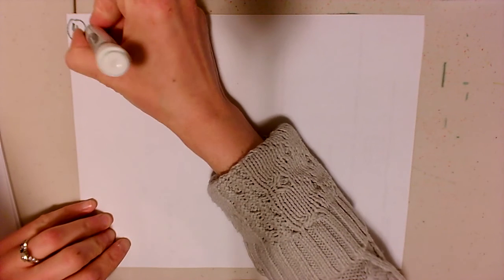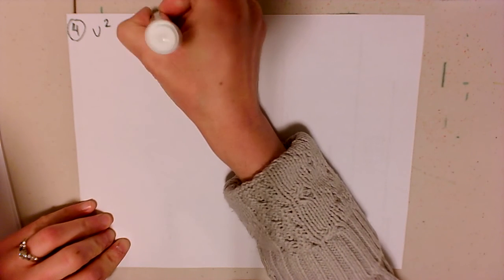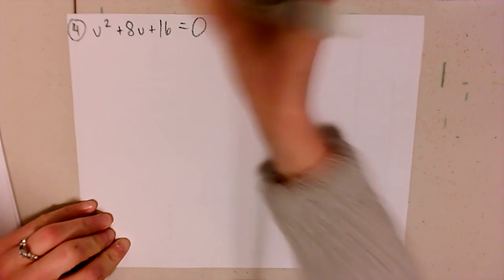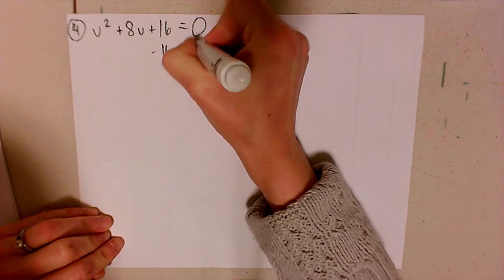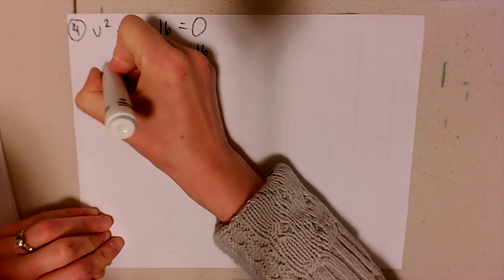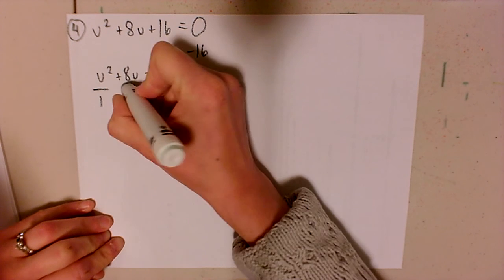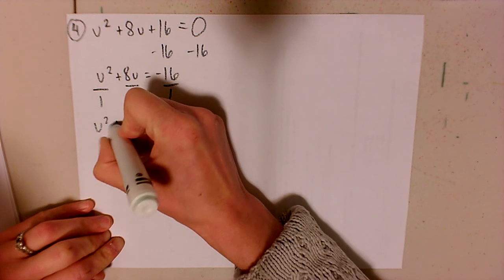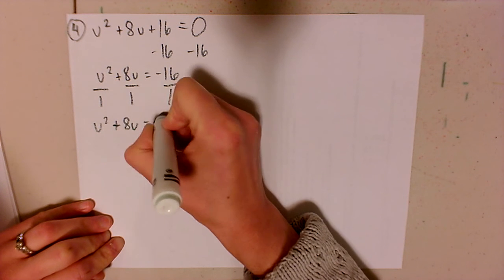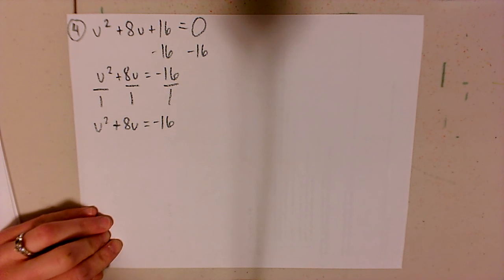So for number 4, we have u squared plus 8u plus 16 is 0. Okay, so let's move the 16 to the other side. So I have u squared plus 8u is negative 16, and then we divide everything by our a term of 1. And remember that dividing by 1 doesn't change anything. Okay, so we still have u squared plus 8u is negative 16.